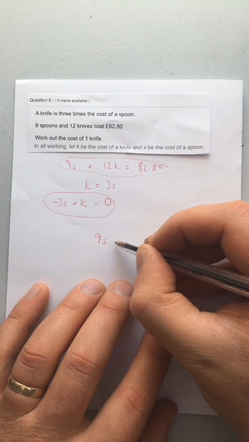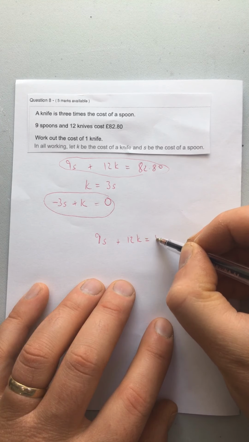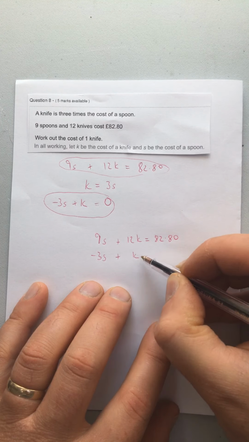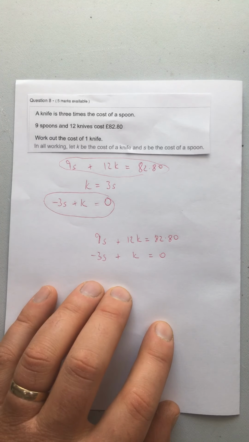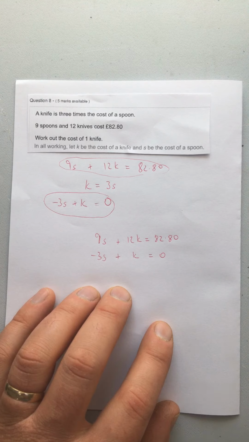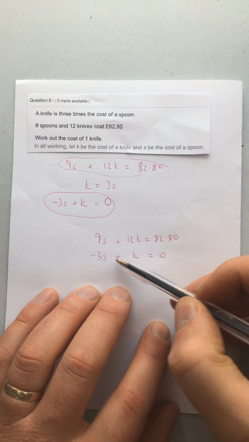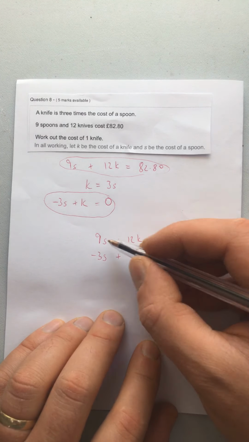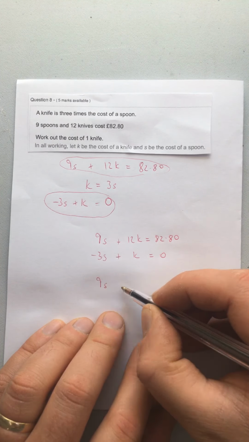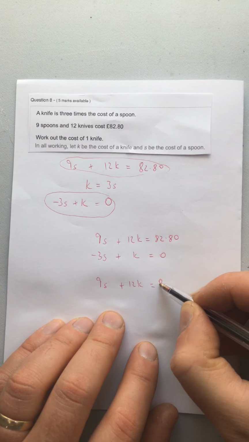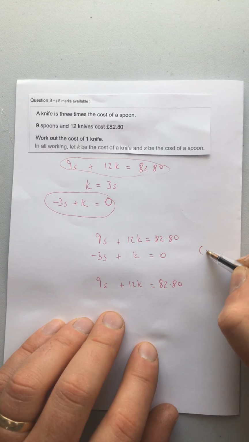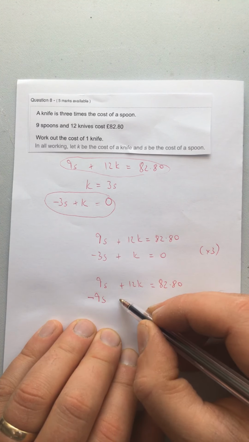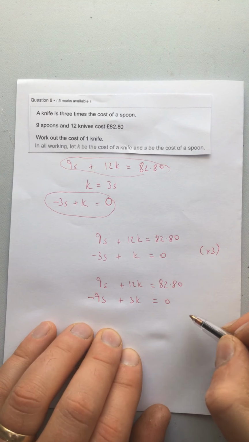Let's just write those out again neatly. And then we've got minus 3S plus K equals 0. Okay, so from here, we need to get something the same. Let's multiply this one through by 3. So multiplying this bottom equation through by 3, I'm just going to write the top one again. So lots of writing out the same equation over and over. So there it is, and then I'm going to multiply this one through by 3. So I've got minus 9S plus 3K equals 0.